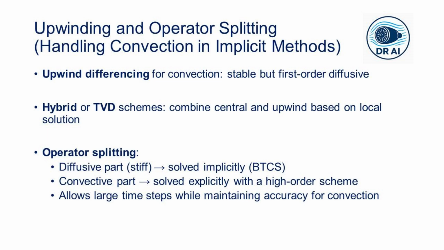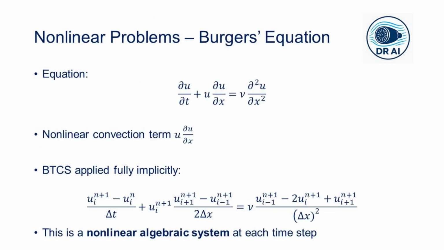So while backward-in-time, centered-in-space, BTCS itself, is a simple implicit scheme, its extensions to convection-diffusion require careful handling of the convective term to maintain accuracy and avoid spurious oscillations.